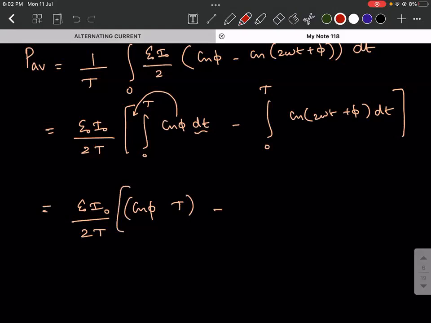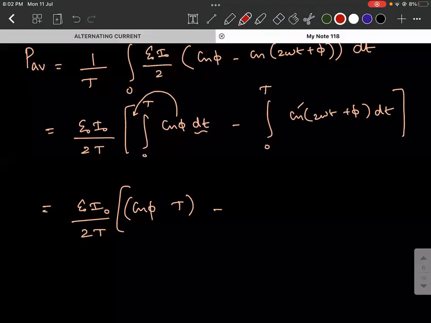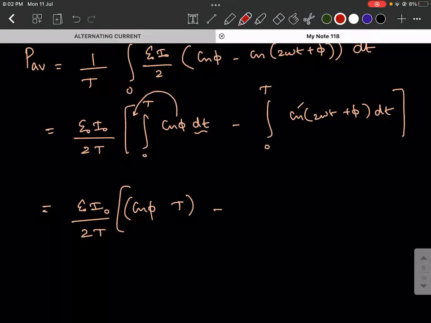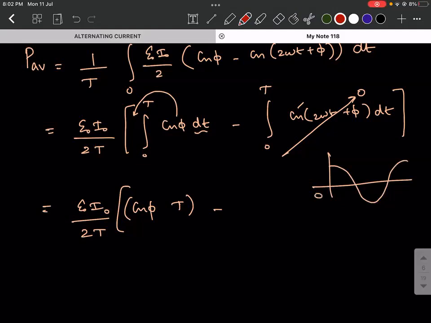Minus, remember, any sinusoidal function, whether it is a cos or sine, which is a function of time, over a complete time interval is always 0. You need not even sit and calculate it. When I look at the graph of cos, it goes like this: 0, pi by 2, 3 pi by 2, and goes to 2 pi. Plus and minus parts cancel, so the average value over a complete cycle is always 0.